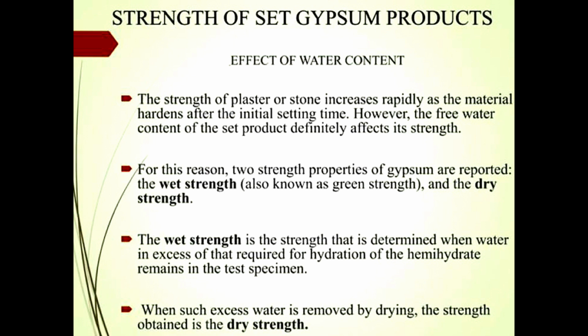So what are the factors that affect strength? Number one is the free water content, that is, the excess water. The greater the amount of free water in the set stone, the less will be the strength. What is wet strength? Wet strength is the strength when excess free water is present in the set gypsum. And what is dry strength? It is the strength of gypsum when the excess free water is lost due to evaporation. It is 2 or more times greater than the wet strength.